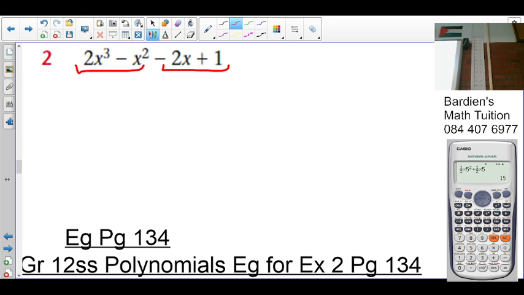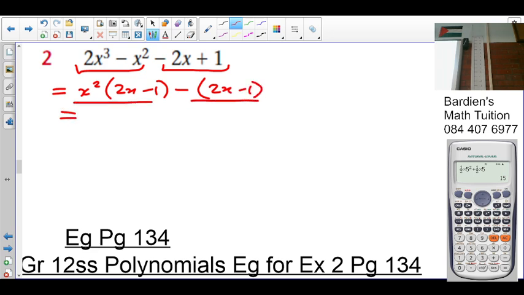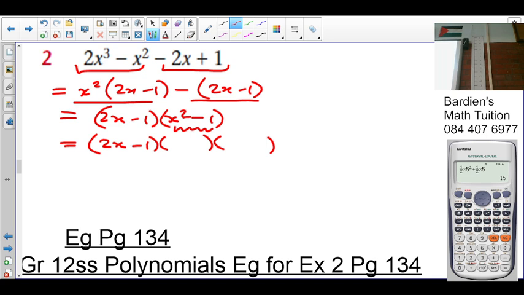Okay, so thank you. So I'm going to factorize here. What is common here? X squared. What are we left with? 2x minus 1. And here negative is common. I'm left with 2x minus 1. What is now common in the 2 terms? 2x minus 1. So I'm going to get x squared minus 1. What's the factorization there? Difference between 2 squares. So what are we left with? X plus 1, x minus 1.